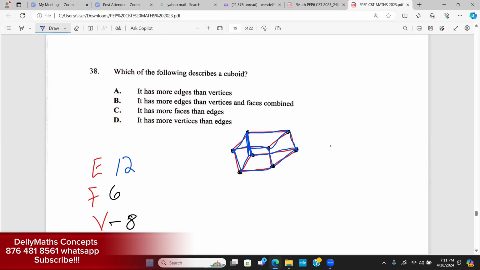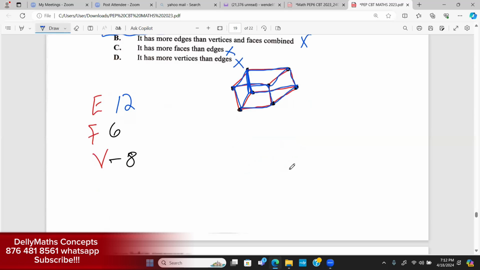Well, that's true. This is true already. You could see the others, check them out. It has more edges. It has more edges than vertex and faces combined. No. It has more face than edges. No. It has more vertices than edges. No. So it has more edges than anything else. All right. So you could see that 12. All right, let's keep going.